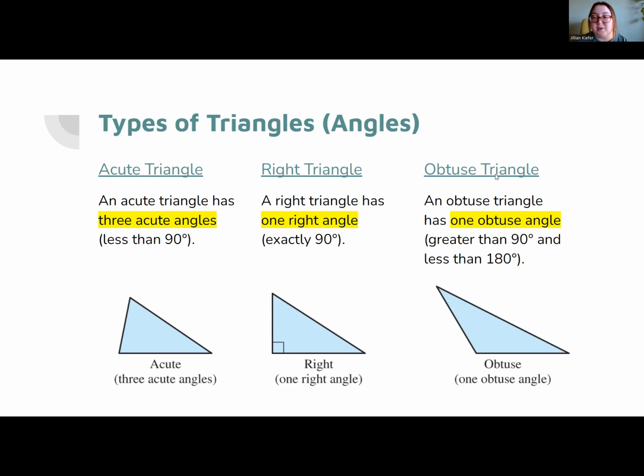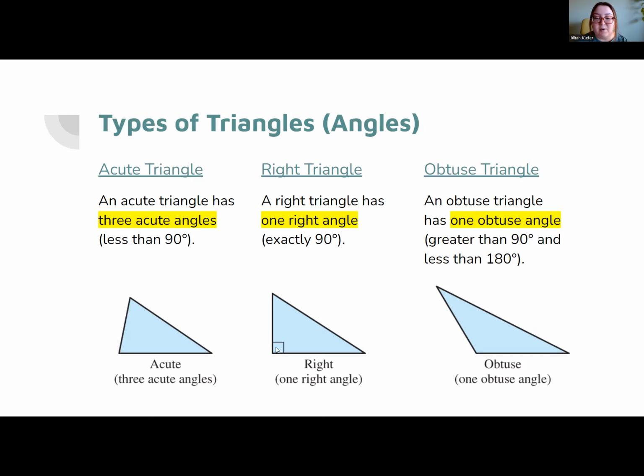Then we have an obtuse triangle. An obtuse triangle has one obtuse angle, meaning greater than 90 degrees and less than 180 degrees. Triangles are only made of 180 degrees, so it can't be more than 180 degrees. It would no longer be a triangle.